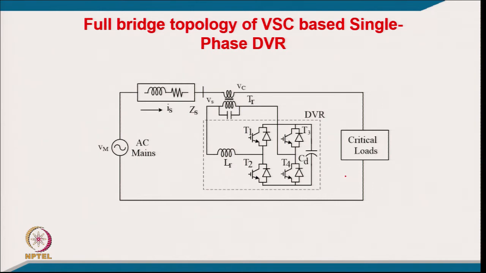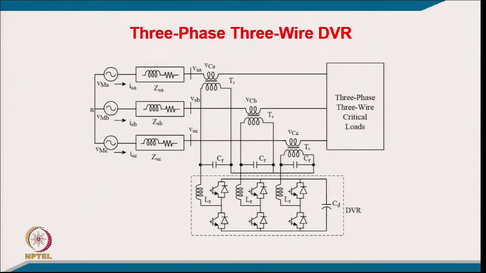So, that regulated voltage and good quality voltage waveform are applied across the critical load. Coming to another configuration, especially the 3-phase 4-wire DVR, we have a supply and we have a source impedance. And this is the 3-phase critical load, where we want a good quality voltage: balanced, sinusoidal, regulated voltage.